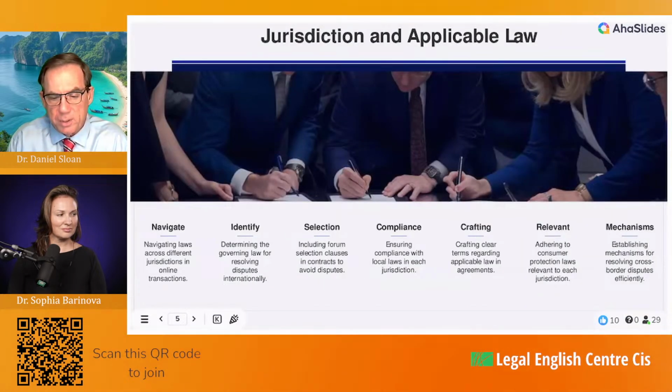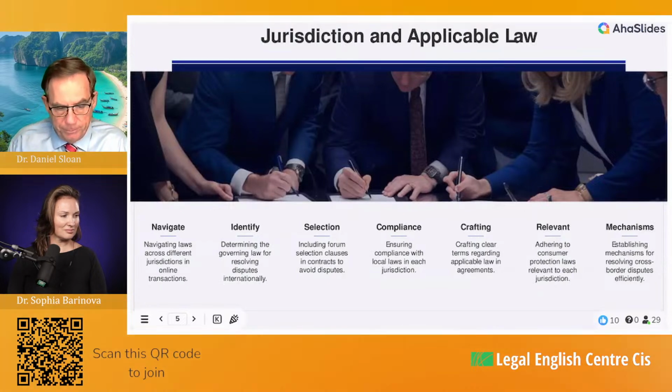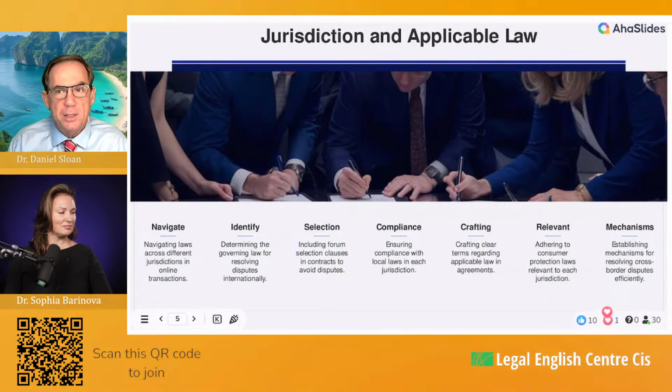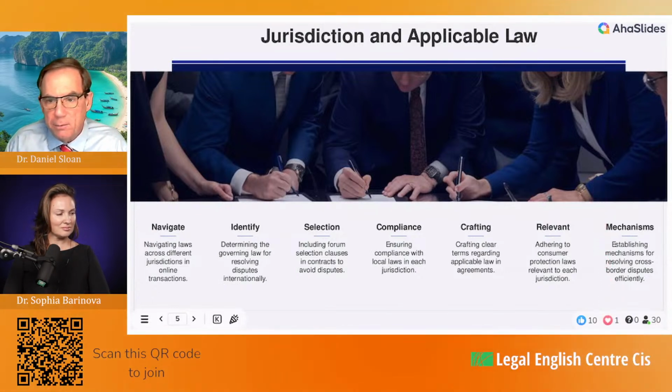So, some of the jurisdiction and applicable law. What we want to do in order to get to that point is navigate laws across different jurisdictions in online transactions. Online transactions themselves are in the web, an environment that is really difficult to control, because as soon as it goes into the cloud, where does it go?